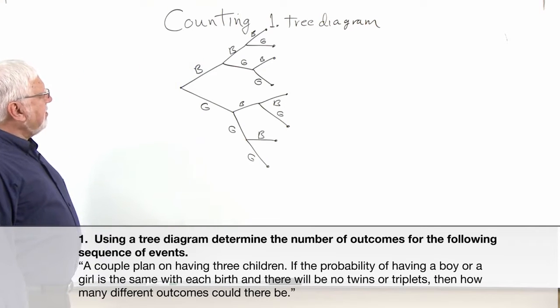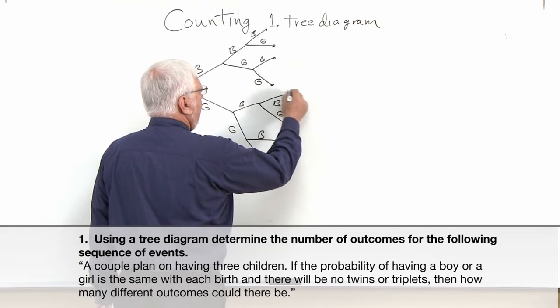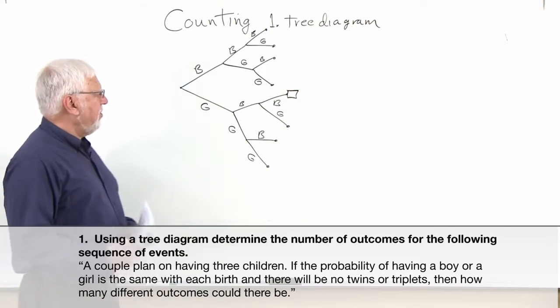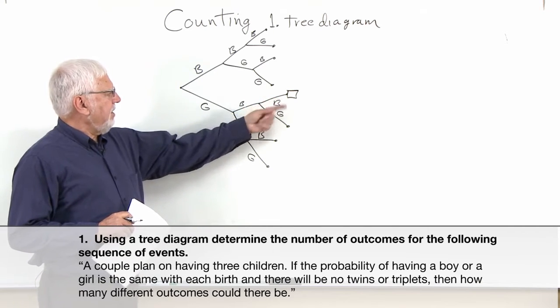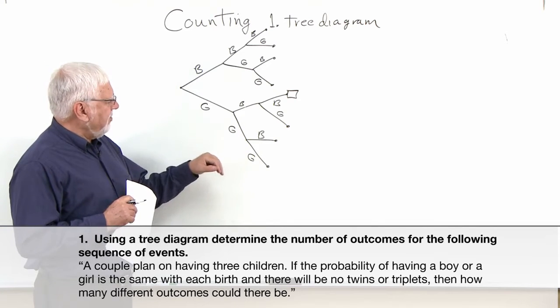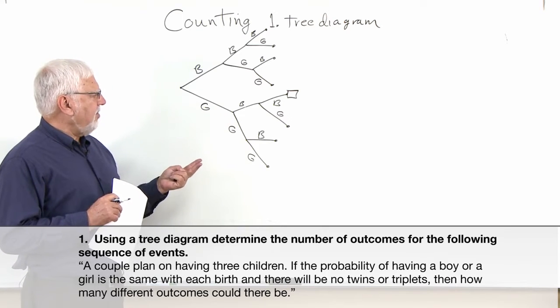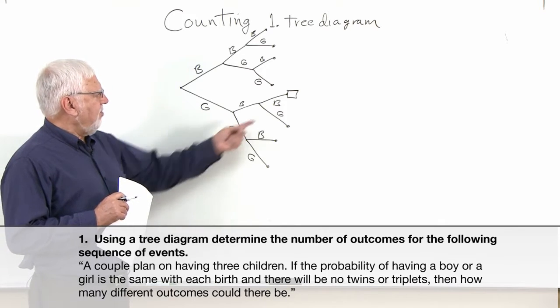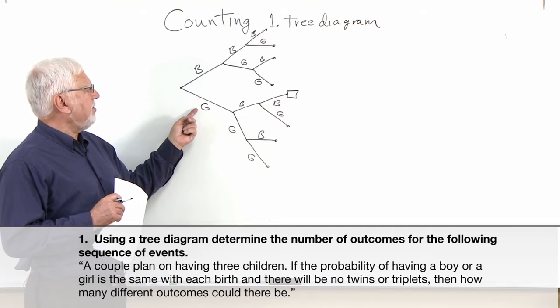And if we actually looked at any one of them, it would tell you. For example, right here, what would have been the situation? A girl, a boy, and a boy, right? So then we could ask ourselves, how many of these 8 outcomes have 2 boys and a girl, for example? How many outcomes have 2 boys and a girl? Well, this one I marked has 2 boys and a girl. How many other ones have 2 boys and a girl?